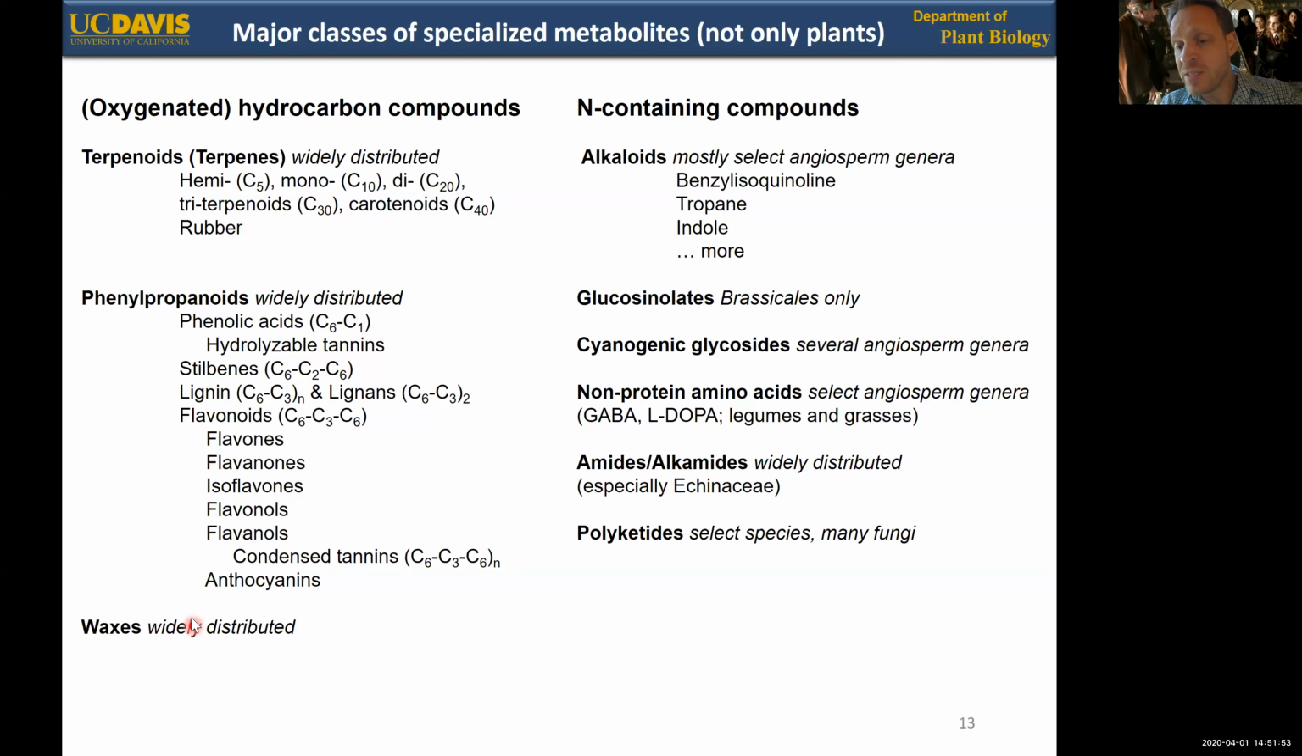And then last but not least on the list here are the polyketides. They are abundant in select species, a kind of a unique, really diverse group, very diverse biosynthetic pathways. In plants, you find them in several species. They are more common actually in fungi, and they produce a lot of these polyketides.